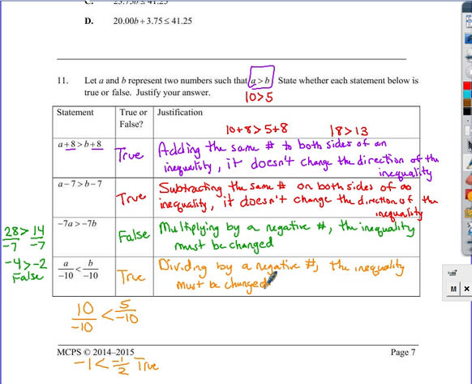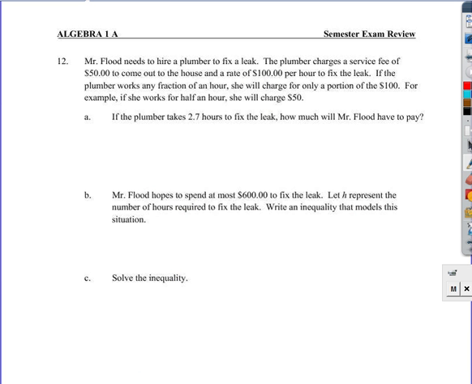Number 12. Mr. Flood needs to hire a plumber to fix a leak, and the plumber charges a service fee of $50 to come to the house, and a rate of $100 per hour to fix the leak. If the plumber works any fraction of an hour, she will charge for only a portion of the $100. For example, if she works for half an hour, she will charge $50. The plumber takes 2.7 hours to fix the leak. How much does Mr. Flood have to pay?